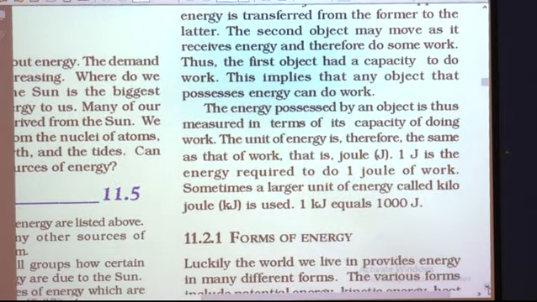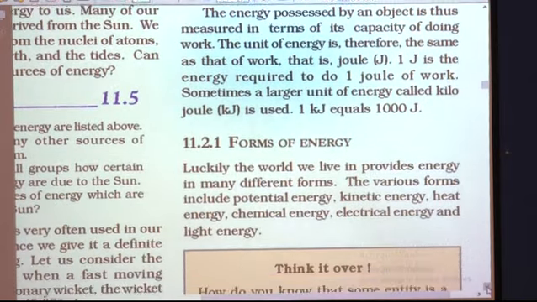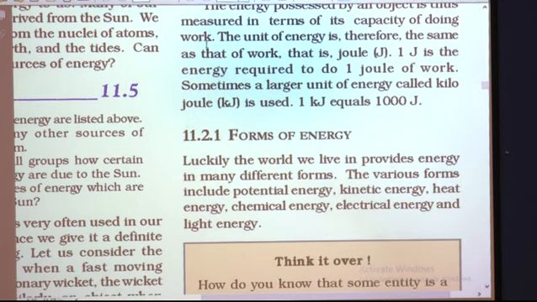The energy possessed by an object is thus measured in terms of its capacity of doing work. So what is energy? It is the capacity of doing work. The unit of energy is therefore the same as that of work. As the energy possessed by an object is measured in terms of its capacity of doing work, the unit of energy and unit of work both are the same. We have seen that the unit of work is joule, isn't it? So the unit of energy is also joule, which is denoted by a capital J.